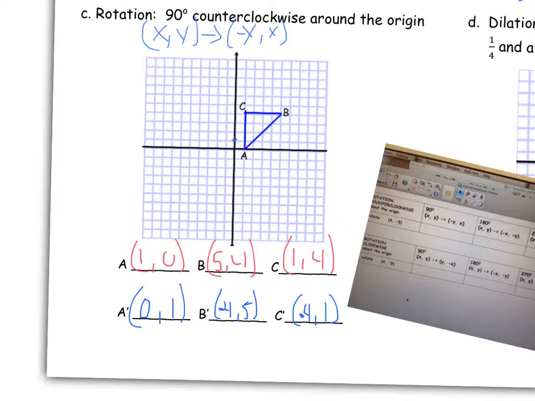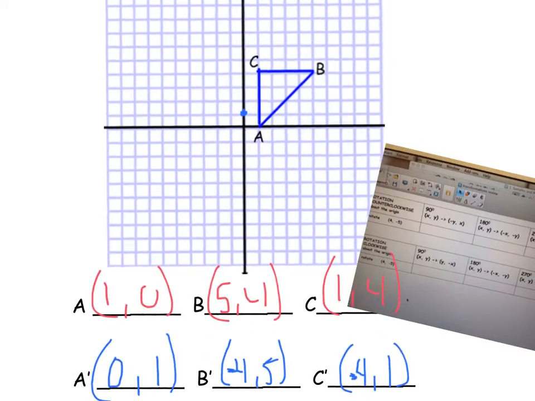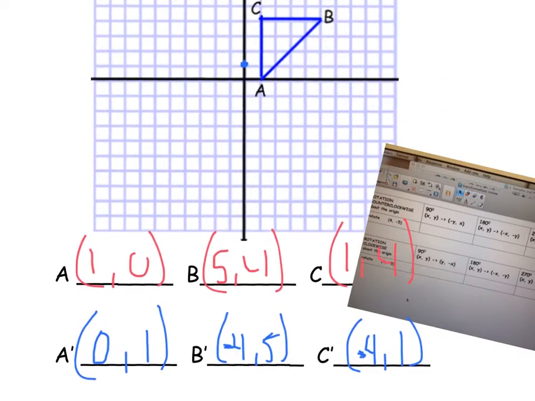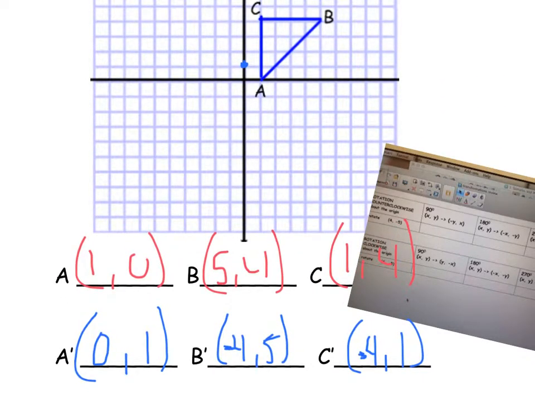0, 1 is going to be right there. I'm going to make this a little bit bigger so we can see. So 0, 1 is right here, and it is A prime. Don't forget to label. -4, 5 for B. So -1, 2, 3, 4, and then 1, 2, 3, 4, 5. That's going to be our B prime. And C was -4, 1, 2, 3, 4, and 1.